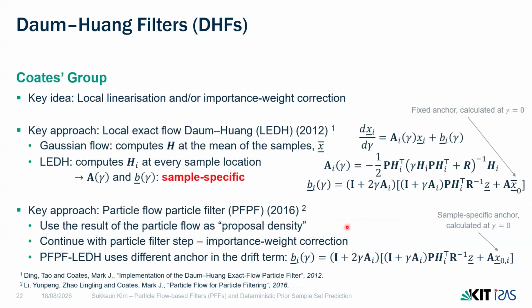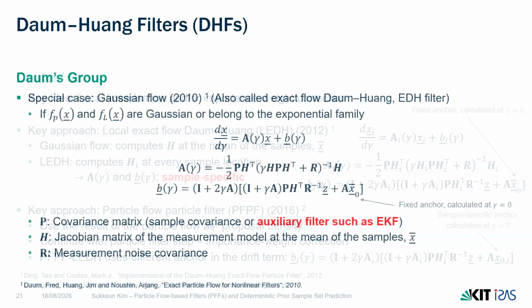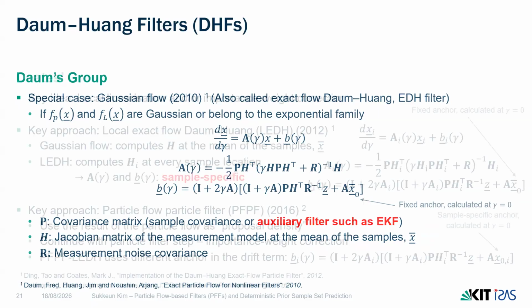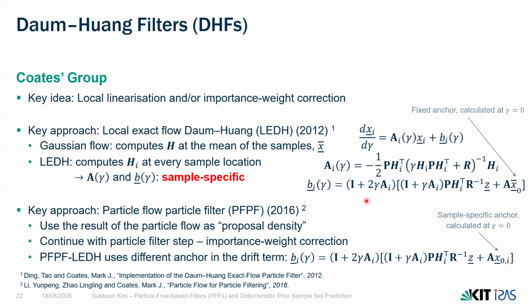And the Kotecha group, sorry, I didn't mention that. The problem of this filter is that it calculates the measurement Jacobian H only at the mean of the samples, which is quite a strong approximation. So the group proposed another really simple tweak, the local exact flow Daum-Huang. They just calculate this H at all the sample points, not only at the mean. That's the only difference, and that's why it's called local. And now the flow itself becomes sample specific.